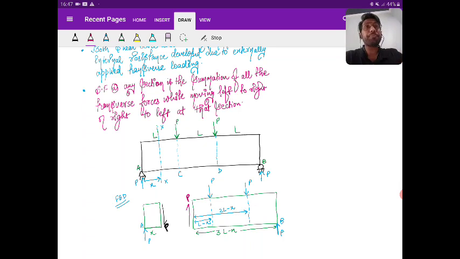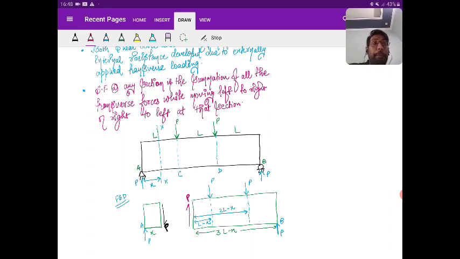Can anyone say why it is not in equilibrium? Yes, come on fast. See, you can see a couple generated in the left, and this couple is not balanced.